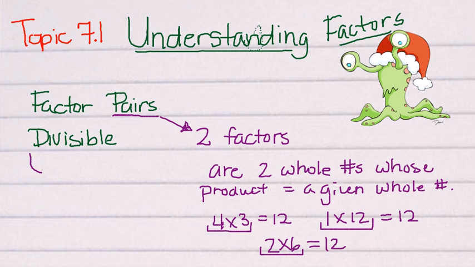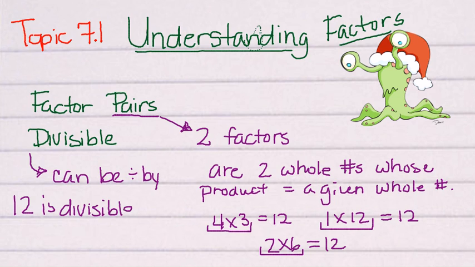So that's our first term that we're going to be talking about a lot. The other one is divisible. And divisible simply means can be divided by. So if I were to say 12, I could say can be divided by, which is a lot of words to write. I could just say 12 is divisible by 3. Or I could say 12 is divisible by 1, or by 4, or by 6. So all of those numbers will actually go into 12. And that's what divisible means.